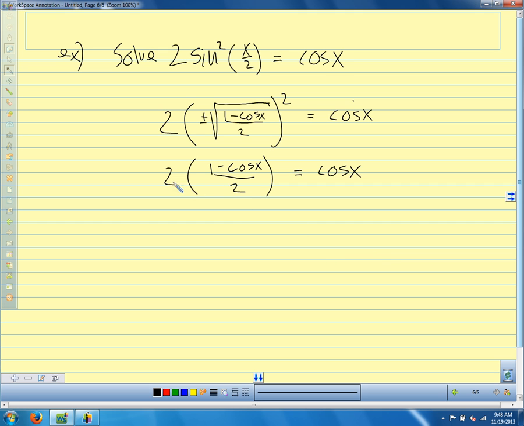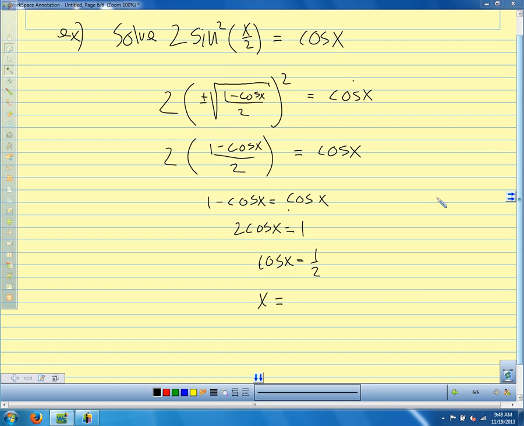Now we're almost done. What happens with these 2's? They cancel. So I get 1 minus cosine x equals cosine x. And that looks like a much nicer equation to solve. So what do I do to solve this? Add cosine. So 2 cosine x equals 1, or cosine x equals 1/2. Now we go to our unit circle. x equals, where is cosine equal to 1/2?